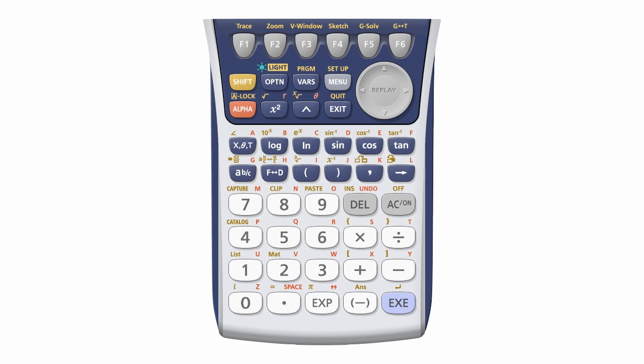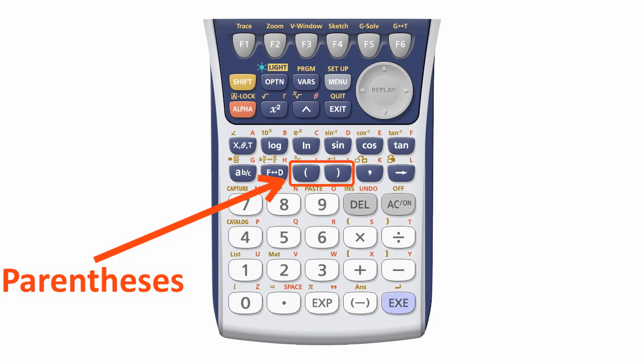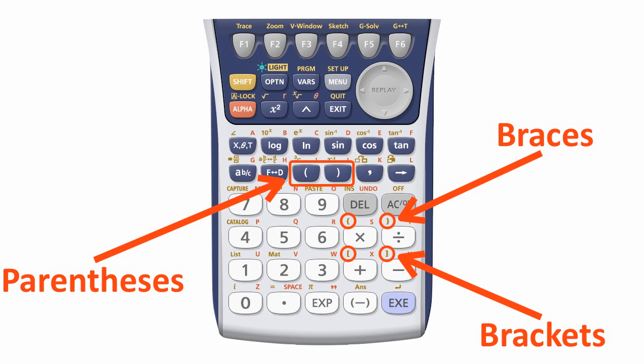The main set of grouping symbols that you can use on your calculator are the parentheses, and these are the ones you should be using for mathematical computations. However, there are also braces and brackets, but don't use these. They serve other purposes which I will get to in other videos.